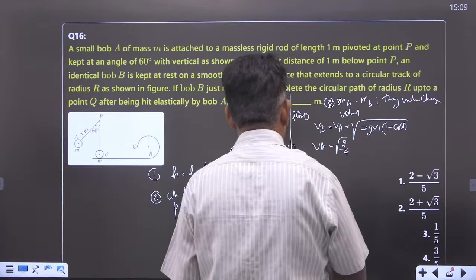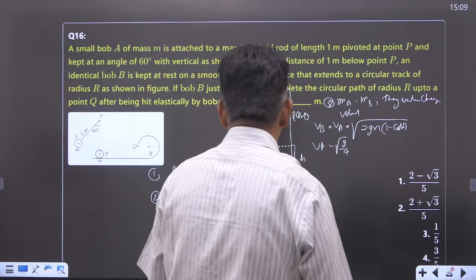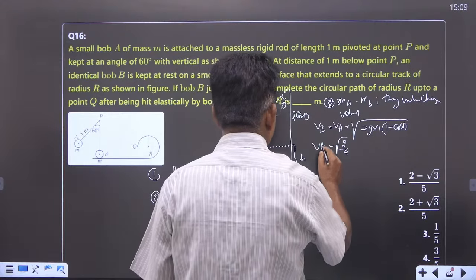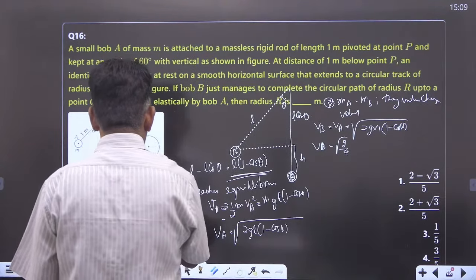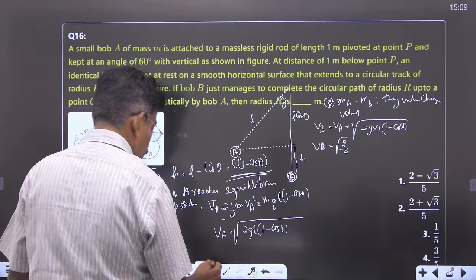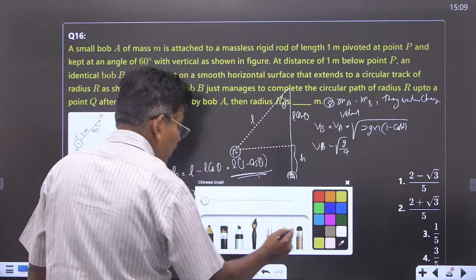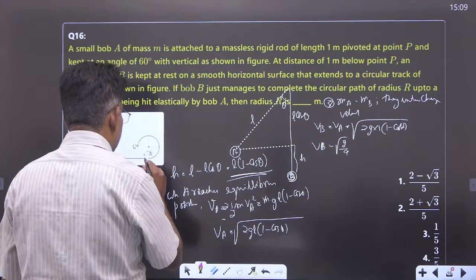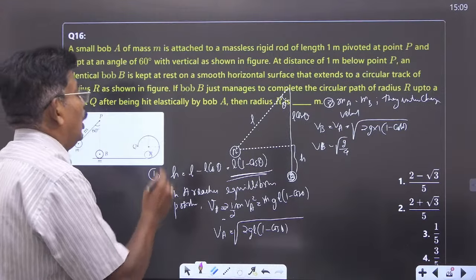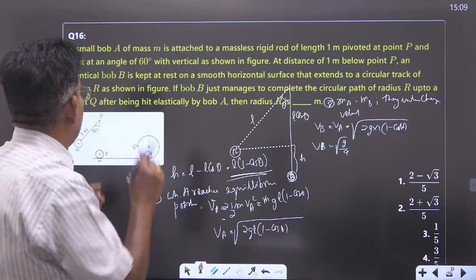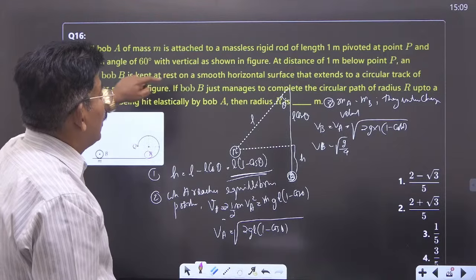Root of G by 4. Now, this is the velocity of B. With this velocity, B reaches the bottom of the circular track. It is told that the bob just managed to complete the circular path.